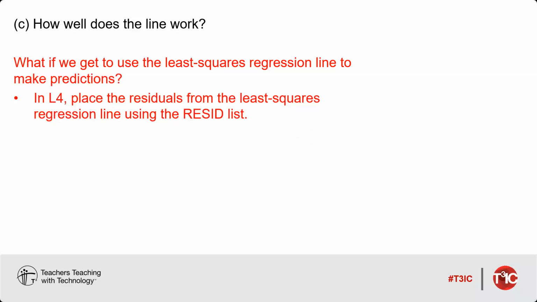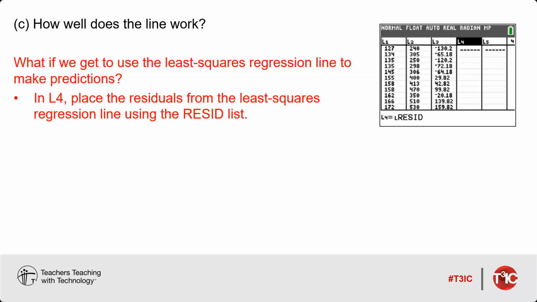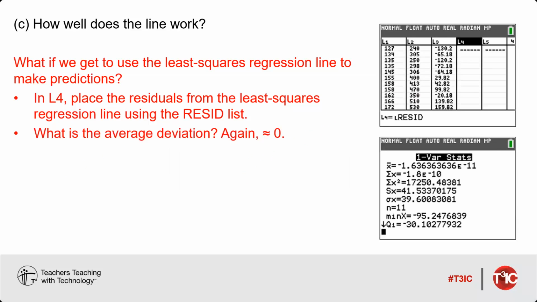So in list 4, we're going to put the residuals from the least squares regression line using the residual list. So you can see in the screen capture there, in the highlighting, L4 is calling out the residual list, which is in your list menu, which is second stat. Second stat gets you the residual list. You can find it there. But that only works after you've calculated the regression line. It has whatever residuals are in there from whatever regression line was calculated most recently. So you can pop them into list 4.